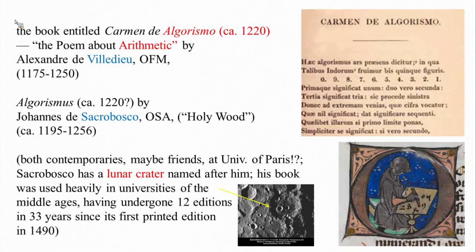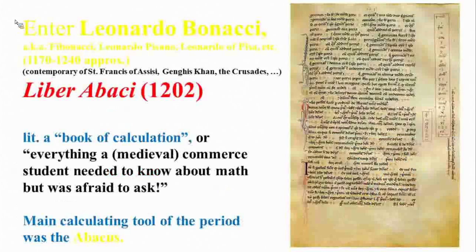Here's an illuminated letter from an earlier manuscript edition, written by hand, of Sacrobosco's book. You can see a man sitting here and writing the actual Arabic numerals. See? 04. We actually recognize some of them. Right? Pretty cool. I mean, the point is that he's trying to teach people these numbers.